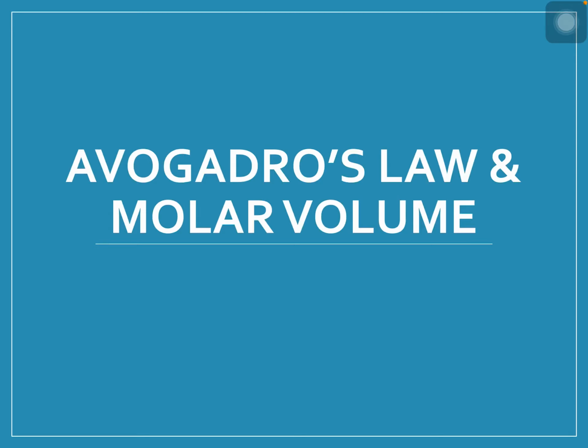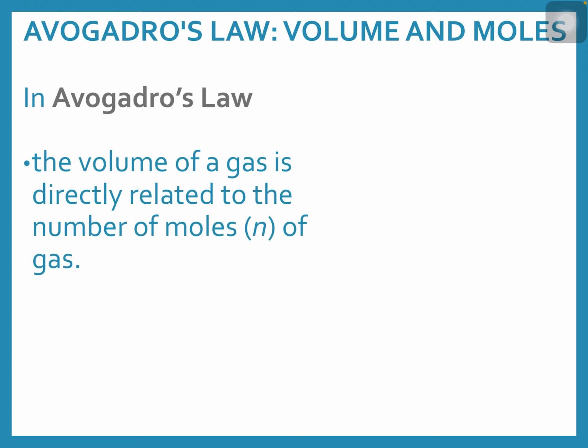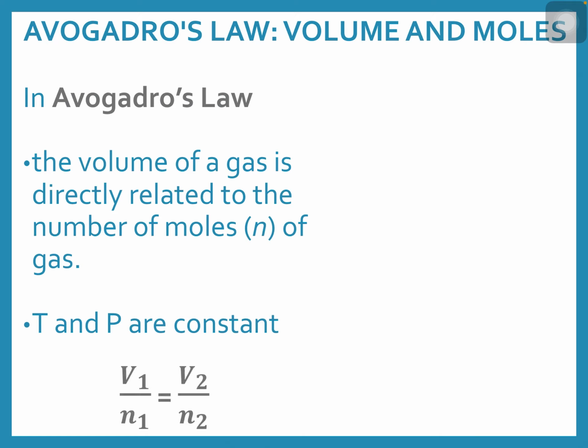In this lesson, we're going to take a look at Avogadro's law and molar volume. Avogadro's law is a relationship between the volume that a gas takes up and the number of moles of that gas. The volume of a gas is directly related to the number of moles of gas when the temperature and pressure are kept constant. So V1 over N1 equals V2 over N2.